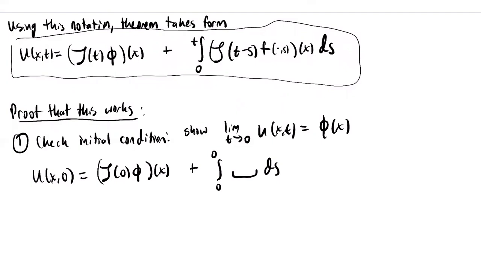But remember, when you integrate from 0 to 0, it's always just 0, right? It doesn't matter what you're integrating. You're just integrating at one point, so you don't get anything. There's no area.